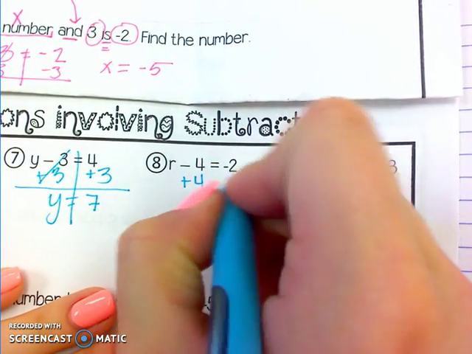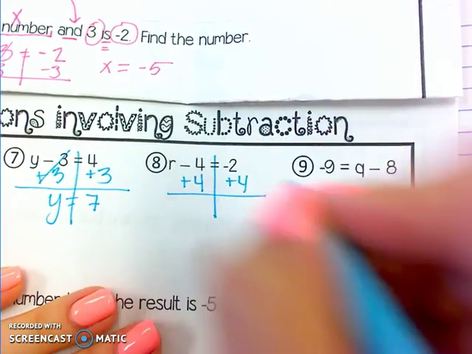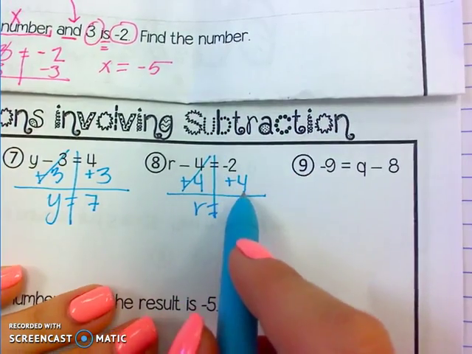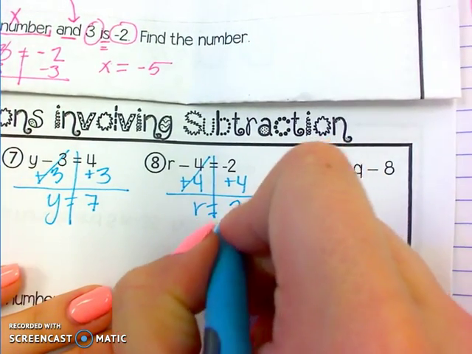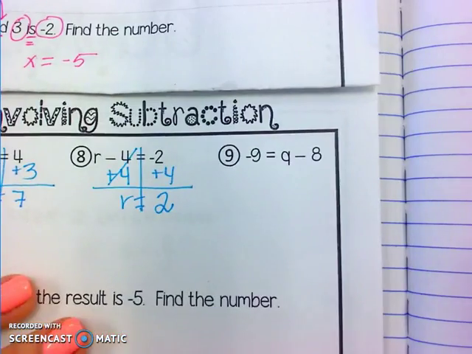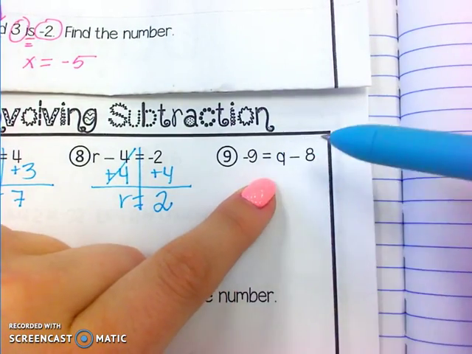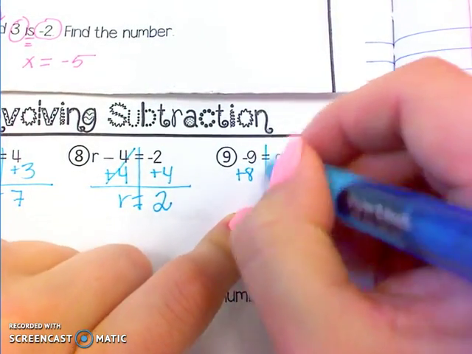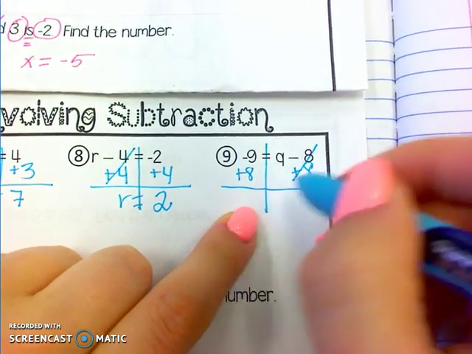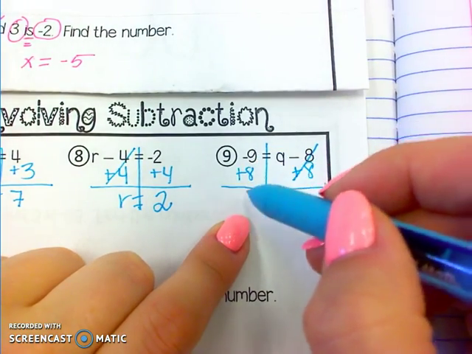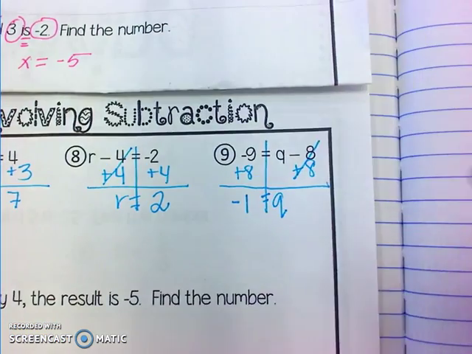Add 4 to both sides. Cancels out. R equals negative 2, but I'm going to add 4 to it, so I'm going to get a positive 2. Different sign, subtract. Keep the sign of a larger number. Negative 9 equals q minus 8. Add 8. Cancels out. I'm left with q equals negative 9 plus 8 is negative 1.